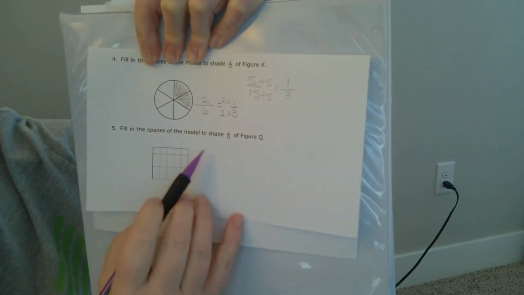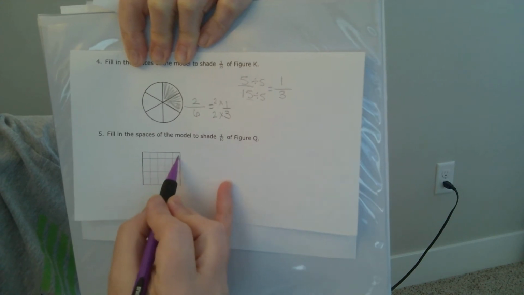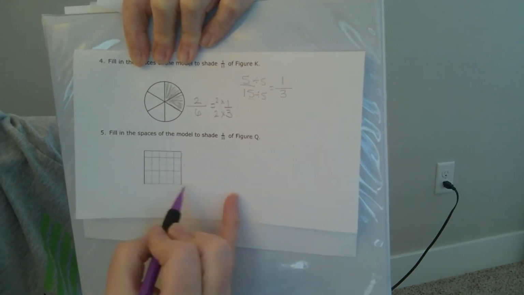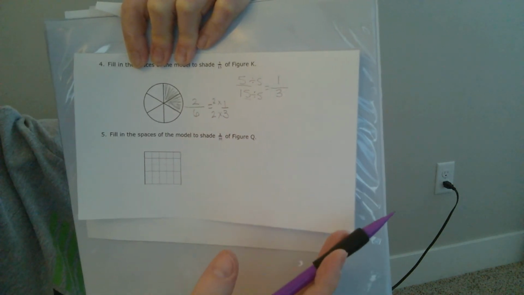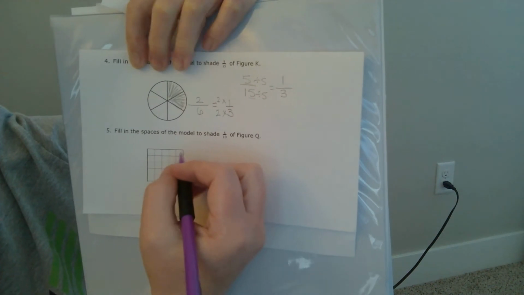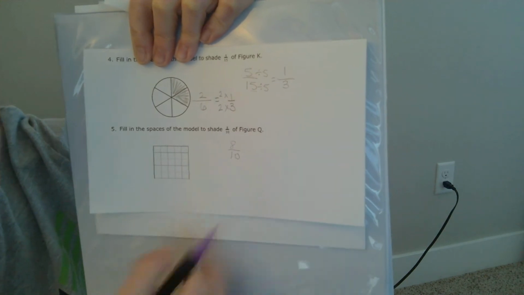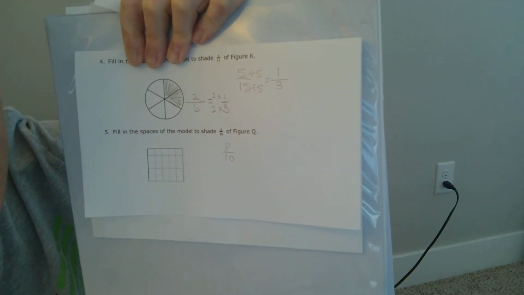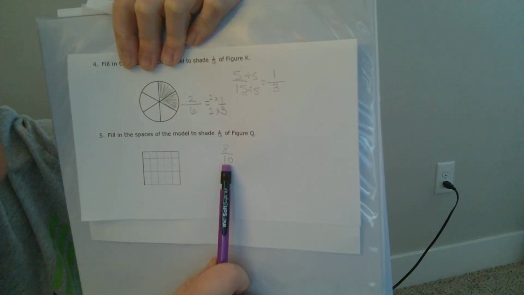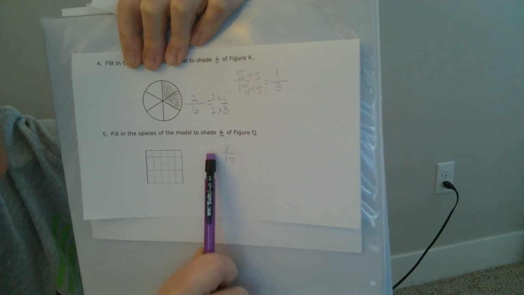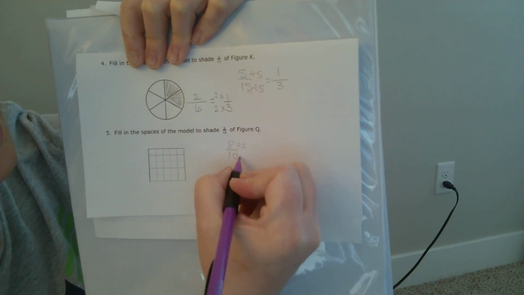Okay, fill in the spaces of the model to shade 8/10 of figure Q. 1, 2, 3, 4, 5. So 5, 10, 15, 20, 25. Again, I can't take 10 and just make it into 25 by multiplying. So I'm going to take my 8/10 and I want to reduce it. Well, 1 times 8, none of those work with 10. 2 times 4, 4 doesn't work, but 2 does. So I'm going to divide the top and bottom by 2.